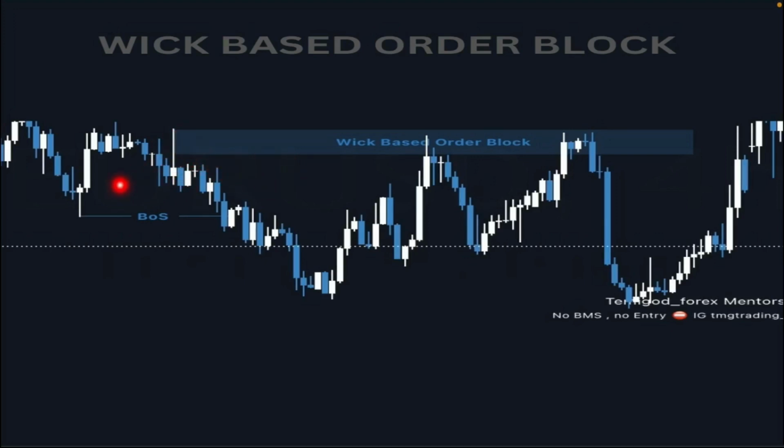Now all you need to do when you see this kind of scenario is just identify the wick of that candle, and the wick of that candle that formed this bearish move or bullish move is going to be the order block. Okay, it's quite very simple that way. So we only highlight the wick of that candle, and that is going to be the order block. And in some cases you can even use the whole of the body of the candle.